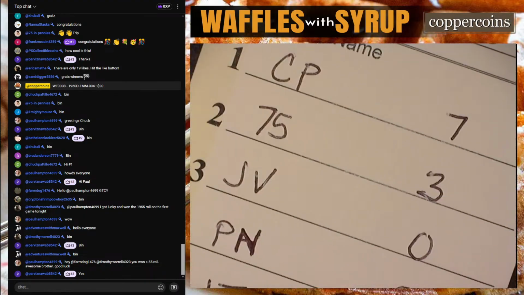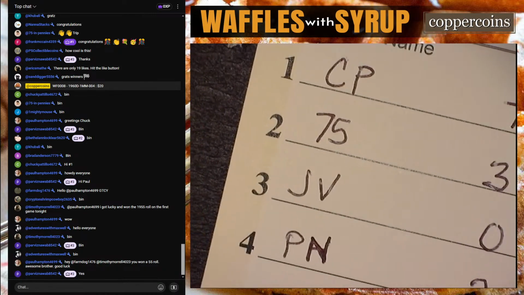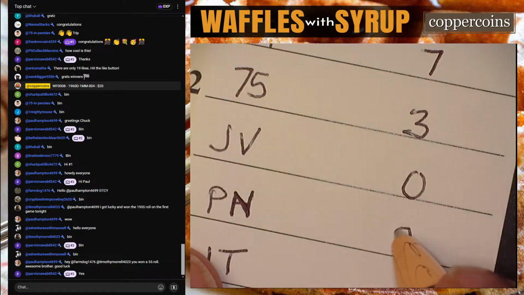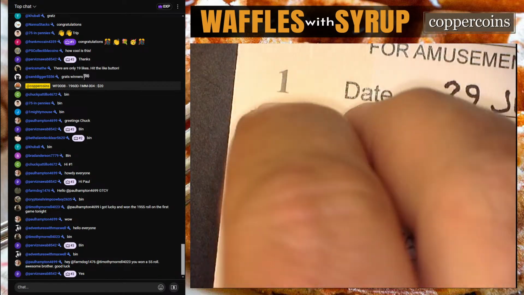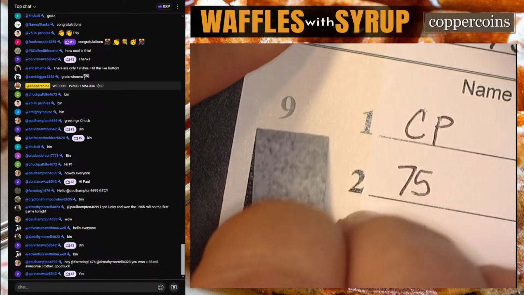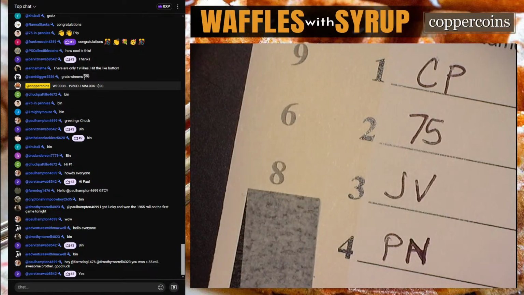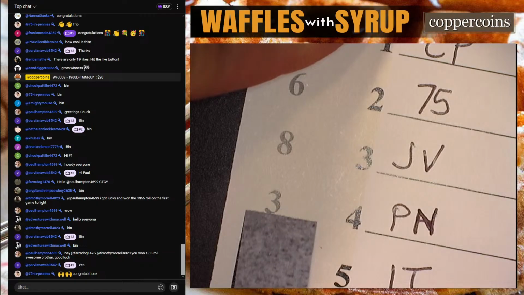So number 1, number 7, number 3, and number 0 will all be big winners. So 1, 7, 3, and 0. I'm going to scratch out the 2 because I didn't need to use it. 1, 7, 3, and 0 are all going to be the big winners of the 1960 D RPM number 4. There's a 9 for Chuck Patillo, a 6 for 75, an 8 for James Valley. Remember, we're looking for 1, 7, 3, 0. There's a 3.